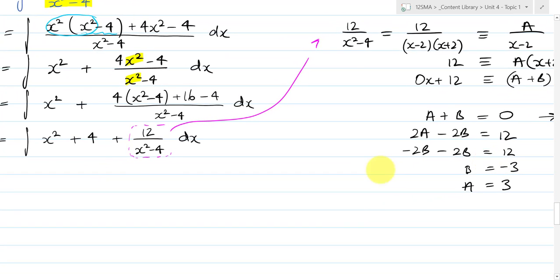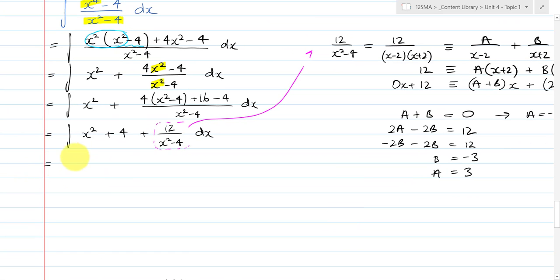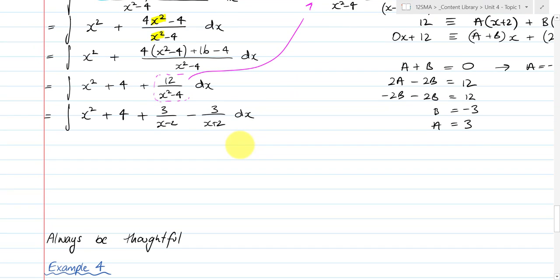So this is now equal to the integral of x squared plus 4 plus 3 over x minus 2, and then minus 3 over x plus 2 dx, and that's obviously, I'll say obviously, 1/3 x cubed plus 4x plus 3 log of x minus 2 minus 3 log of x plus 2 plus c. And that's pretty much the best way to write it as well.